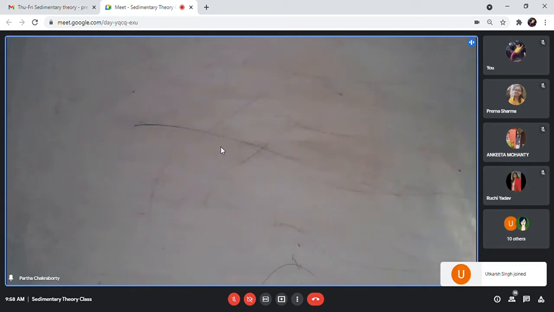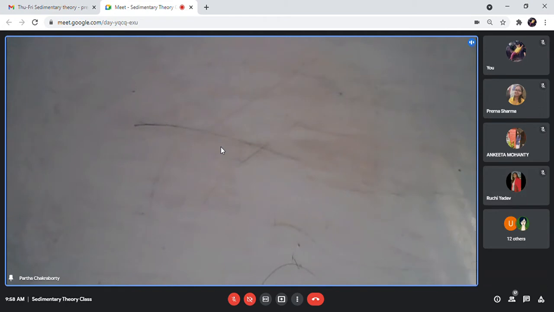So today we'll continue with our discussion of tectonics and sedimentation. In the last class, I concluded my discussion with the rift and the opening of the proto-basin, with the example of the Atlantic and the Gulf of Aden. From that point onward, we'll continue our discussion.